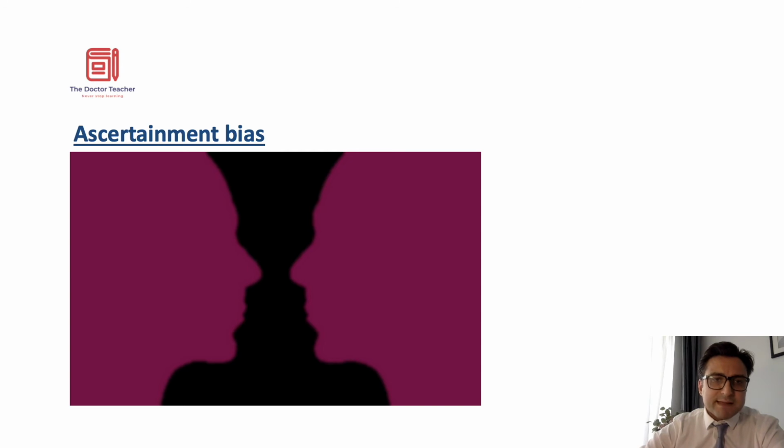Another form of bias is assortment bias. So look at this picture. What do you see in this picture? You might, for example, see a chess pawn in the middle of this image. Or you might see two faces looking at each other. So in assortment bias, you see what you expect to see. It usually is an innate process and can definitely get you in trouble as a doctor.